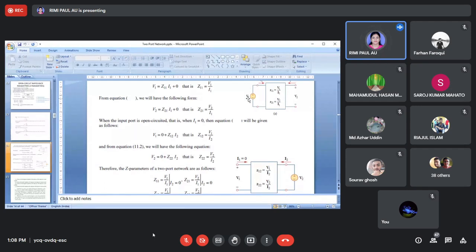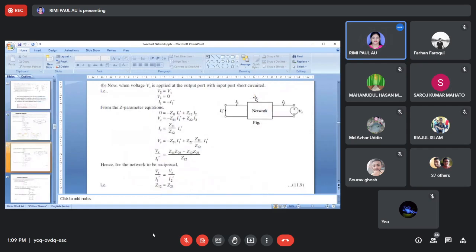First, you have to give supply here, and you have to find out V1, I1, V2. Second, you have to give supply here, and you have to find out V2, I1, V2, I2, and V1 for Z port network.